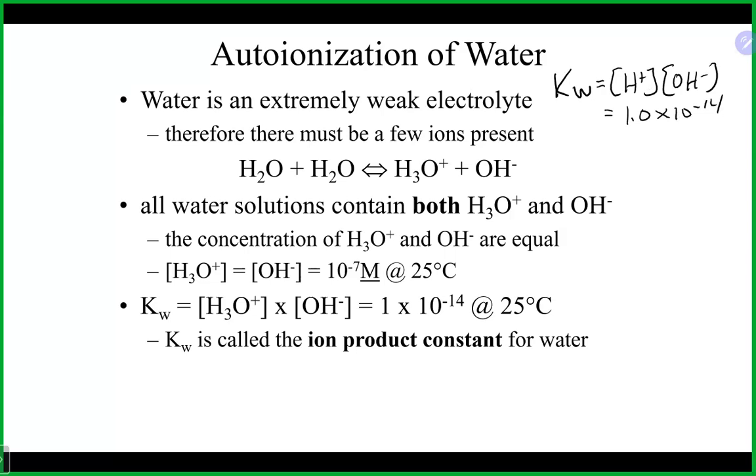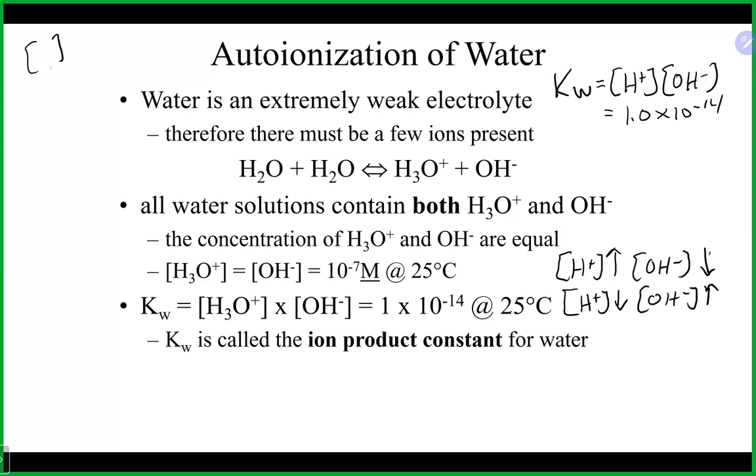Now, the relationship between H plus and OH minus is an opposite relationship, which means as the concentration of H plus goes up, the concentration of OH minus goes down, and vice versa. So as one goes up, the other goes down. As the H plus goes down, the OH minus goes up. And by the way, the little brackets mean concentration, and most of the time it is molarity that we're talking about when we see those little brackets.